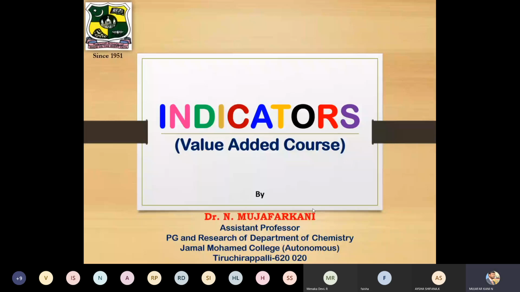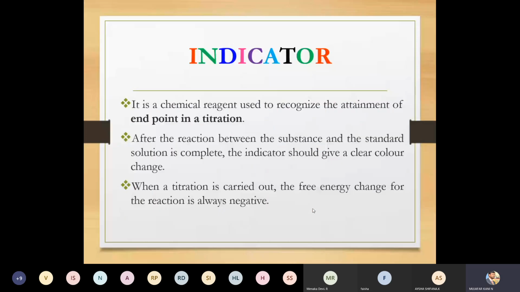What is called an indicator? An indicator is a chemical reagent used to recognize the attainment of the endpoint in a titration. After the reaction between the substance and the standard solution is complete, the indicator should give a clear color change. When a titration is carried out, the free energy change for the reaction is always negative.